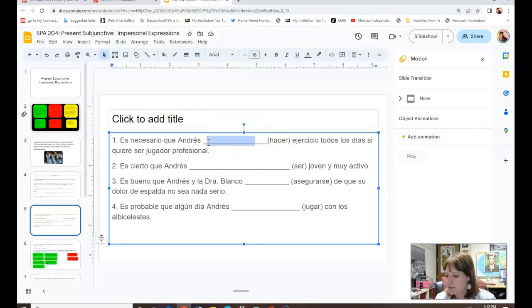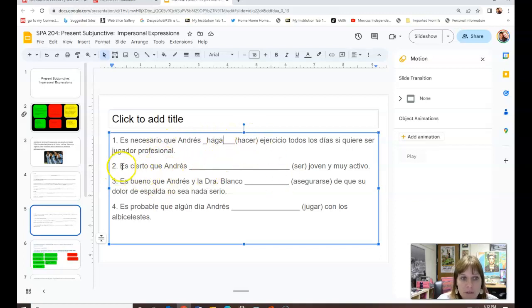Remember, in the subjunctive, you put it in the yo form, you drop the O, and then you add the opposite ending. So I would say es necesario que Andrés haga ejercicio todos los días, because hacer in the yo form is hago. You drop the O, and then you add your opposite ending. So haga, hagas, haga, hagamos.